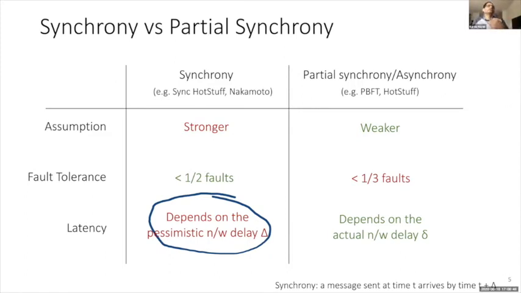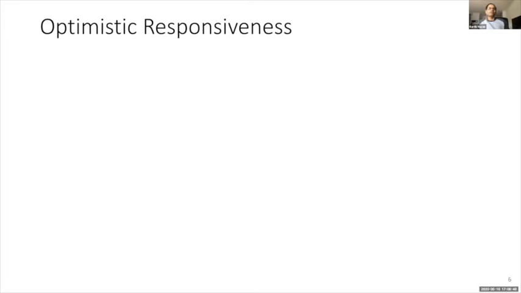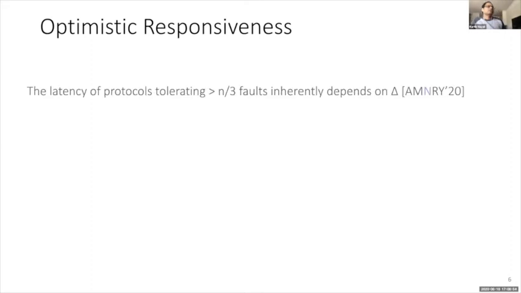And we'll do this under what is called optimistic responsiveness. It is known that if you consider all possible executions for a protocol that tolerates more than n over 3 faults, there will exist at least one execution where our latency has to depend on capital Delta for a synchronous protocol. Intuitively, this is true because if it were not, we would not actually be making use of the synchrony assumption.